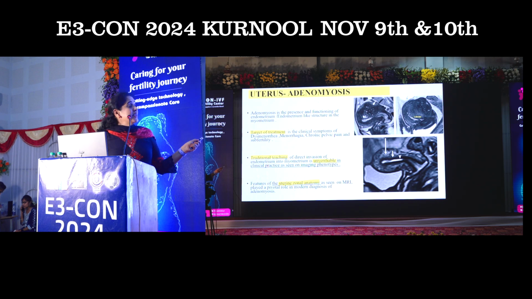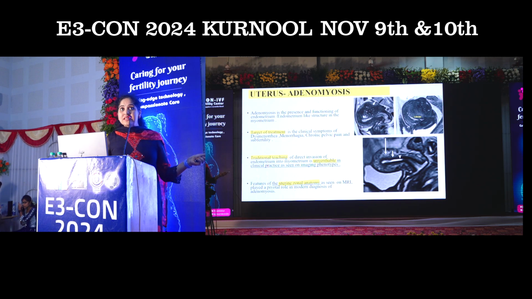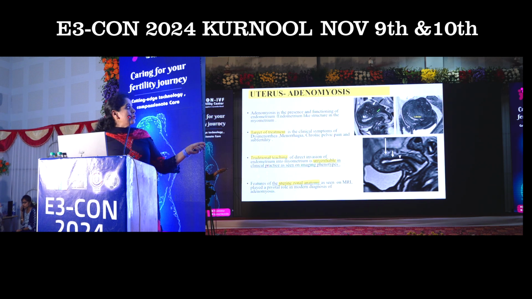Coming to the second entity, adenomyosis. Adenomyosis is the presence of functioning endometrium or endometrium-like structures in the myometrium. That is, presence of ectopic endometrium within the myometrium and secondary sequelae of that ectopic endometrium, such as hypertrophied myometrium. These are all the sequelae. The target of treatment is clinical symptoms of dysmenorrhea, menorrhagia, chronic pelvic pain.